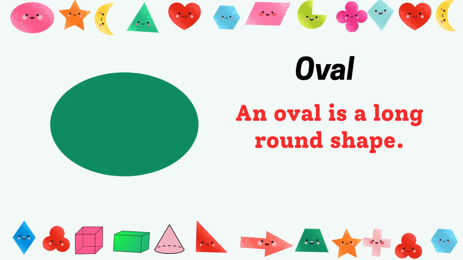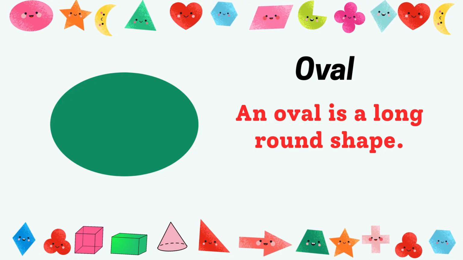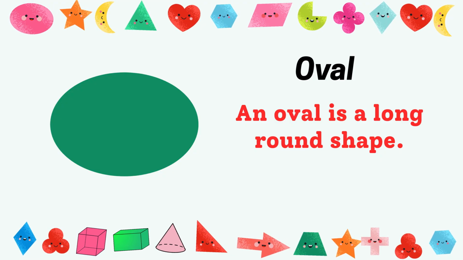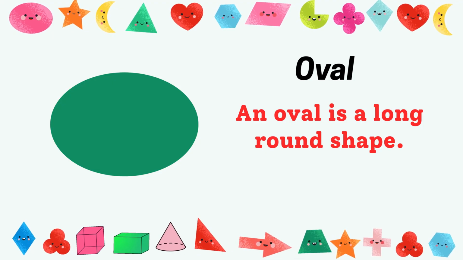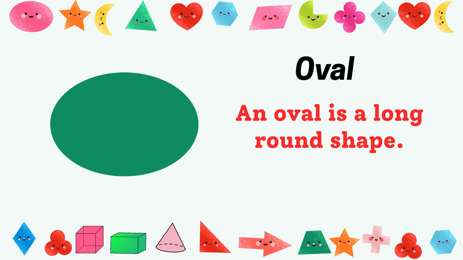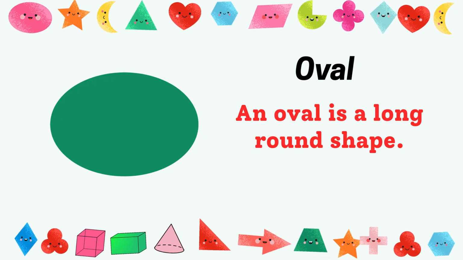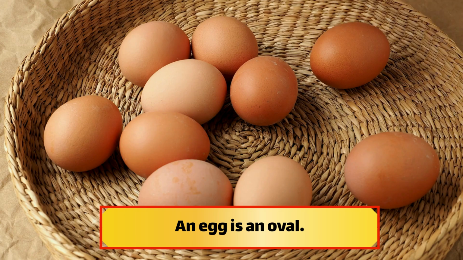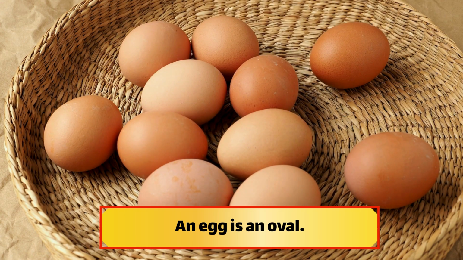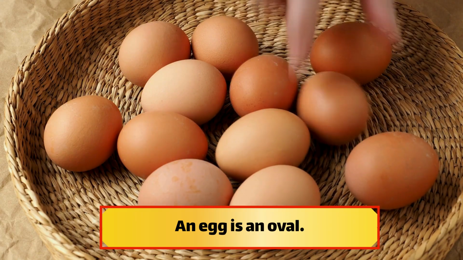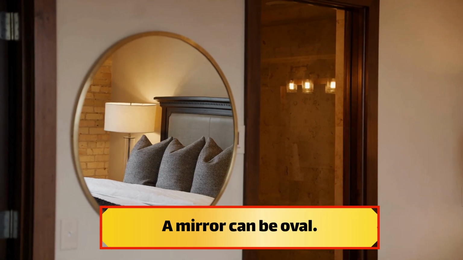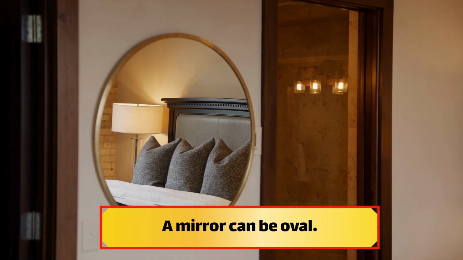Oval. An oval is a long round shape. An egg is an oval. A mirror can be oval.